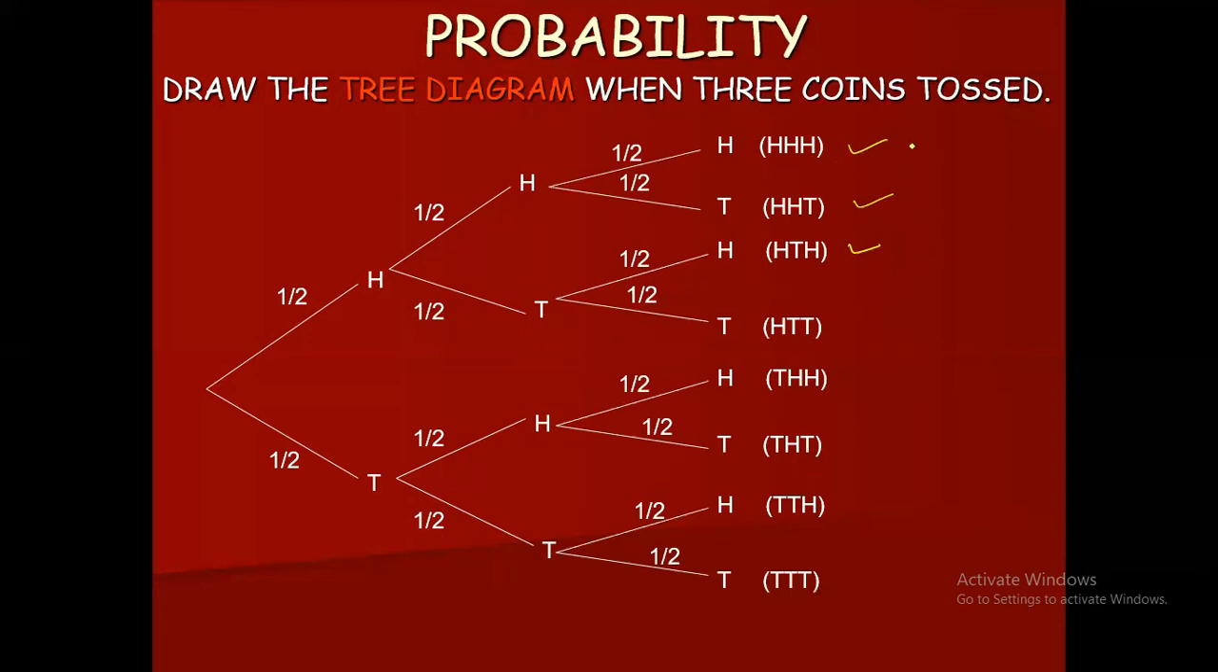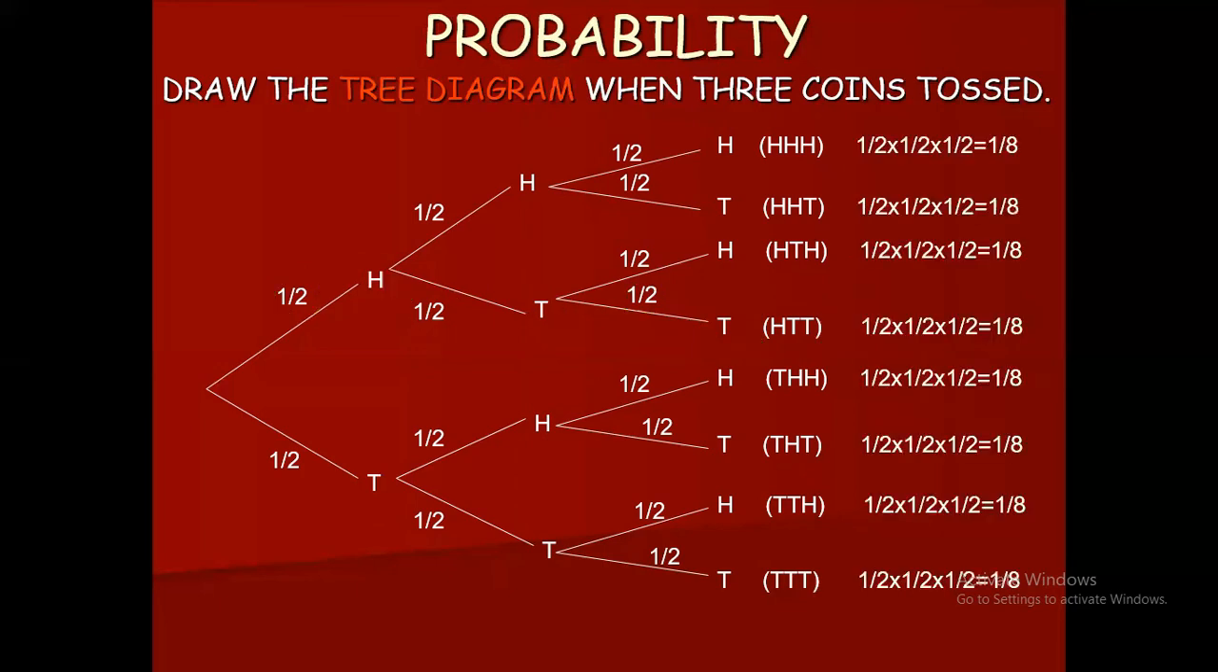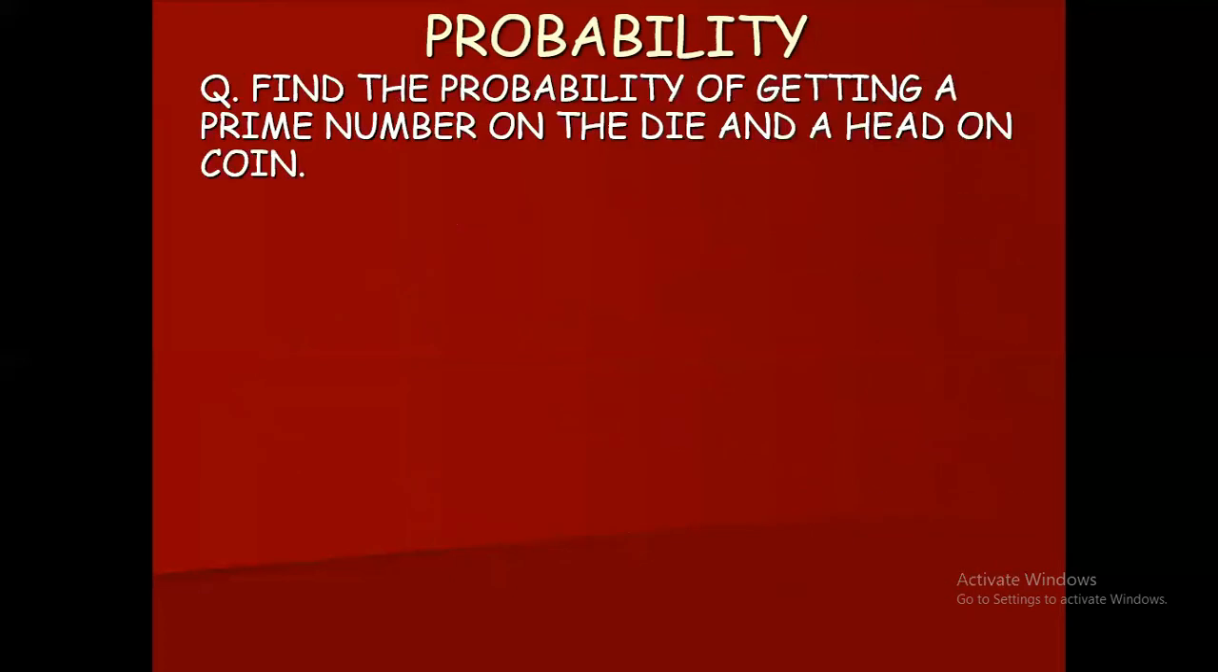Now we want to find out the probability of this outcome, H, T, T. We will multiply the probabilities on the branches to get the probability of this outcome. And the probability of this outcome is 1 by 8. These are all the probabilities of all the outcomes.